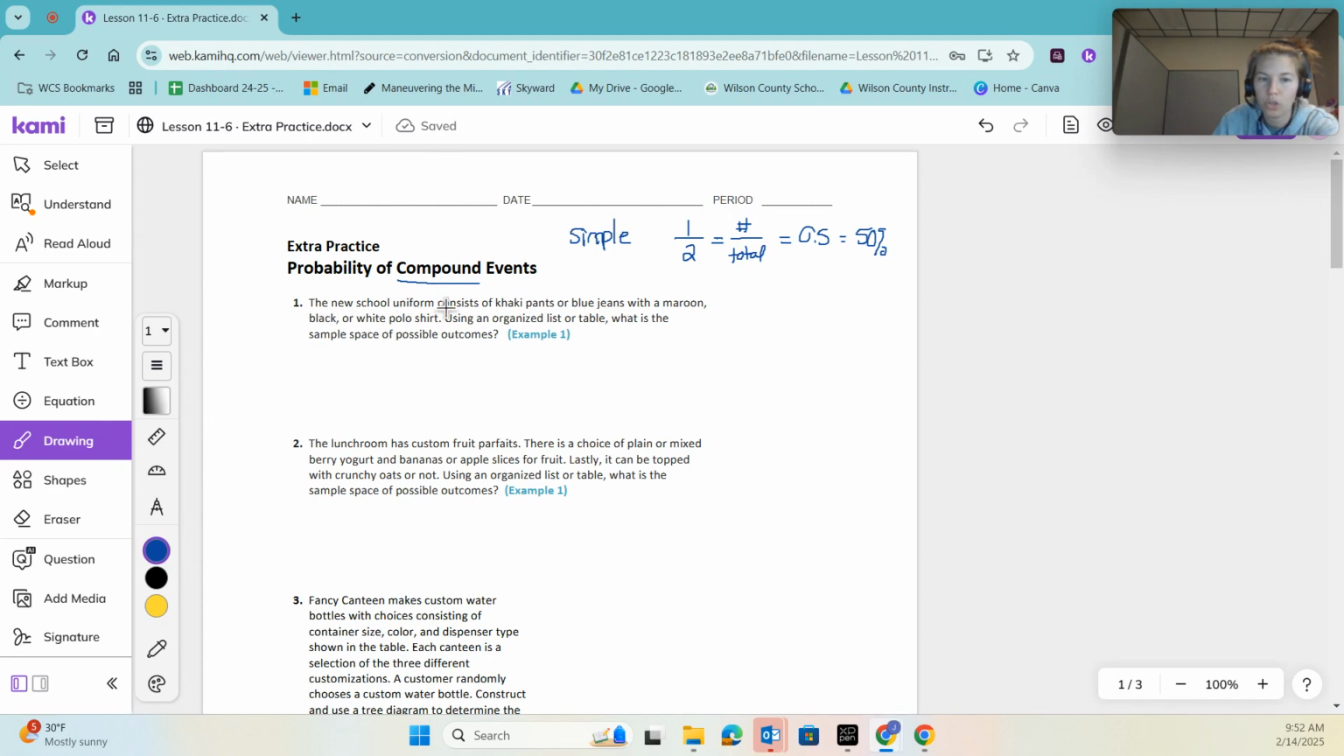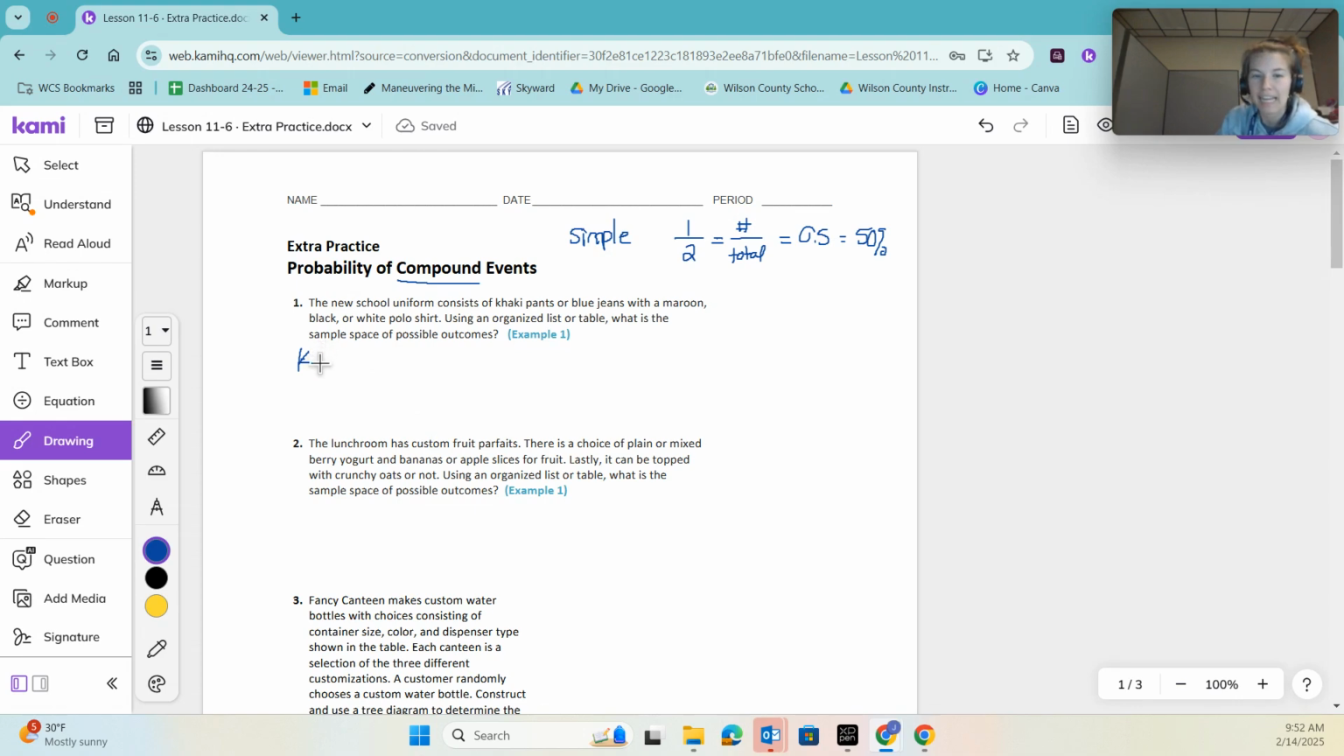A new school uniform consists of khaki pants and blue jeans with a maroon, black, or white polo shirt. Using an organized list or table, what is the sample space of possible outcomes? That just means what is the total set of options. What are all the options?